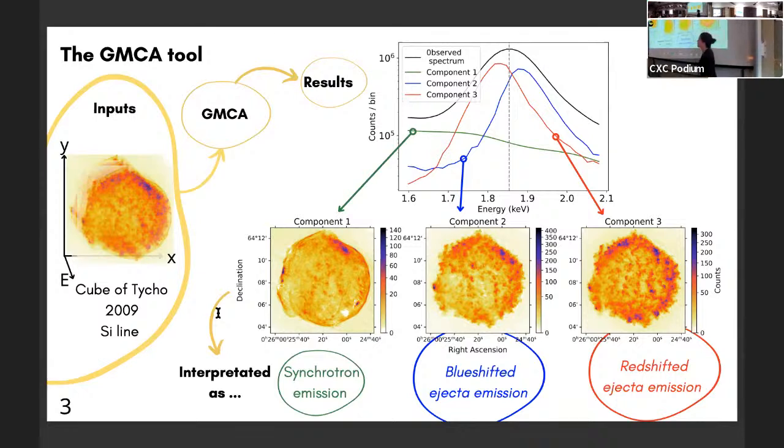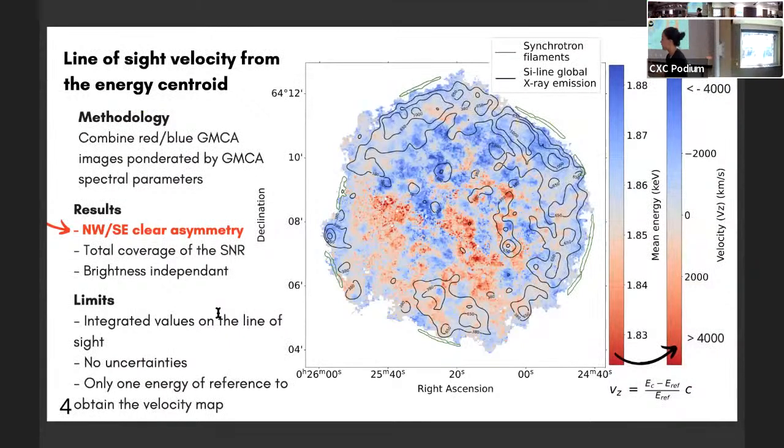So we use these two pieces of information to recreate a map of the energy centroid of the silicon line in the whole supernova remnant. So the idea is that thanks to the image and the spectrum from GMCA, we can reconstruct the spectrum around the silicon line in each pixel, and then in each pixel we can find the energy centroid. There is total coverage, and it shows a large-scale asymmetry: the south is more redshifted than the north, where we have more blue-shifted emission. And then we can use this little formula to transform our energy centroid map into a line-of-sight velocity map. There is a big hypothesis for this. It's the energy at frequency, and this is the energy at rest. I will speak a bit about this later.